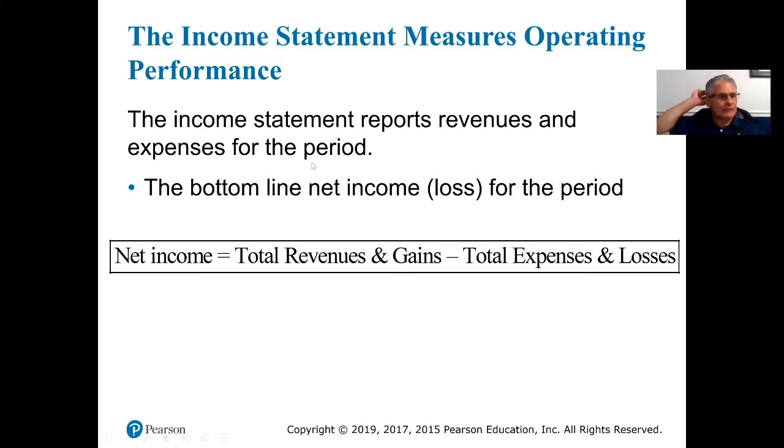Let's look closer at each one of these financial statements. The first one is the income statement. And as we mentioned before, it measures operating performance. It is revenues less expenses. You're going to come up with net income, but net income is really determined by taking your total revenues and gains and subtracting total expenses and losses.